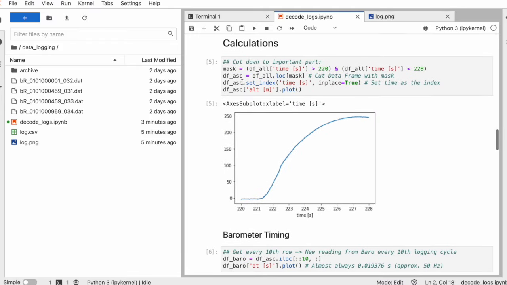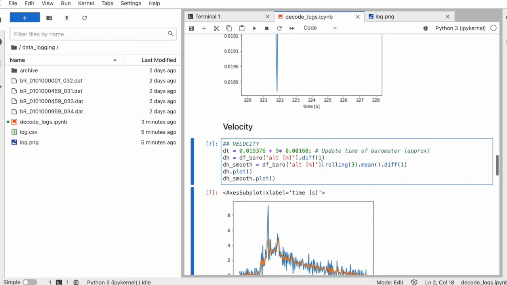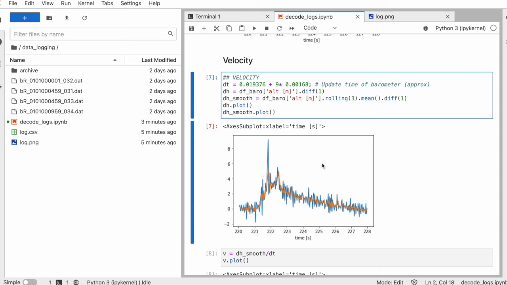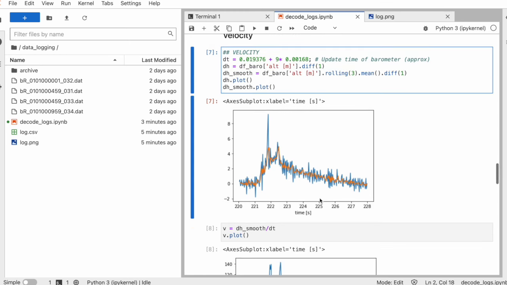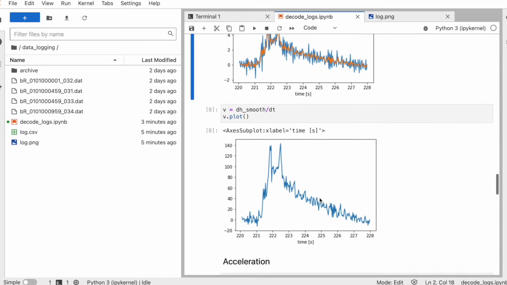I did some more calculations and would just like to present those to you. So we have almost a height of 250, almost exactly 250 meters, which is really cool. And then I computed the velocity, and I smoothed those readings a little bit and divided them by the time in which the readings were done.